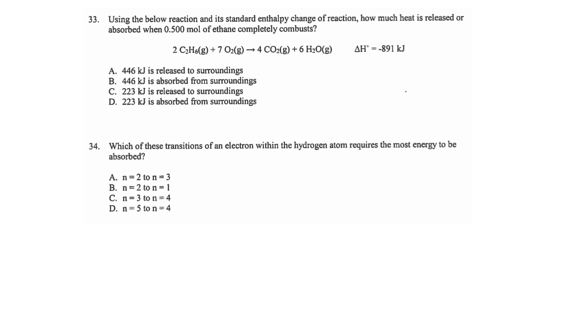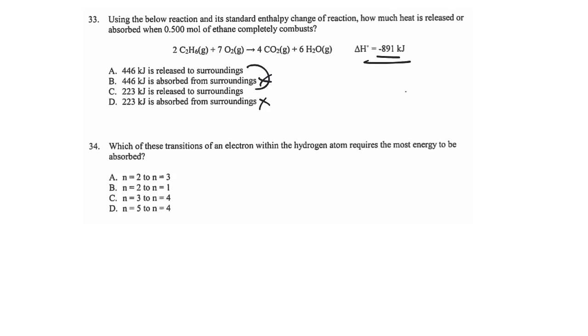So using the balanced reaction and the standard enthalpy of reaction, how much heat is released or absorbed when half a mole of ethane completely combusts? So energy is being given off because it's exothermic, negative sign. So heat is being released to the surroundings. Endothermic reactions would absorb heat from the surroundings, so it's not B or D.